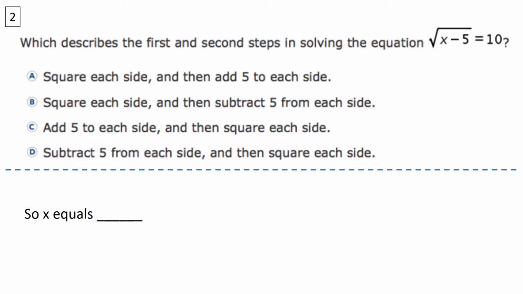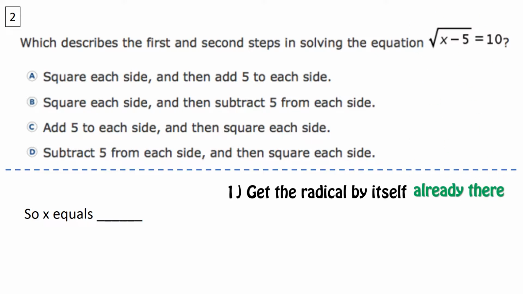Number 2, which describes the first and second steps in solving the equation square root of x minus 5 equals 10? Well, probably the easiest way to figure that out is to go through the steps of solving this and then figure out what we did, because we're also supposed to find what x equals anyway. In the first box, we had the steps for solving a radical equation. The first step is to get the radical by itself, that square root. But if we look here, there's nothing else on that same side with it. It's already by itself, so that's not really a step. We didn't have to do that.